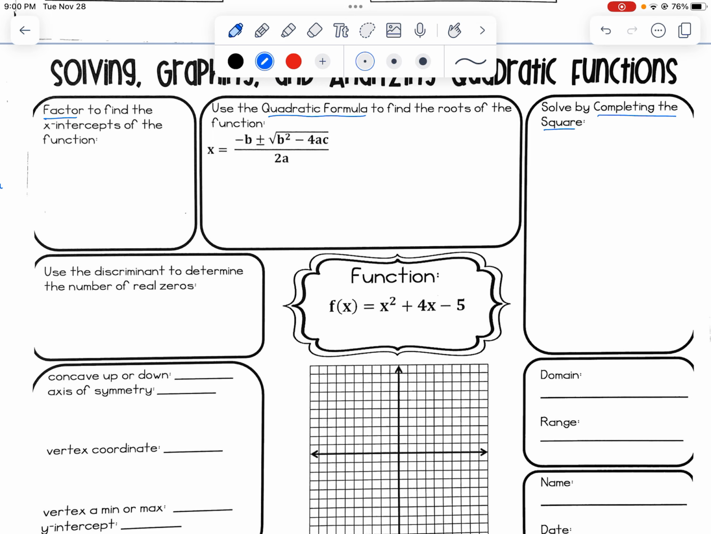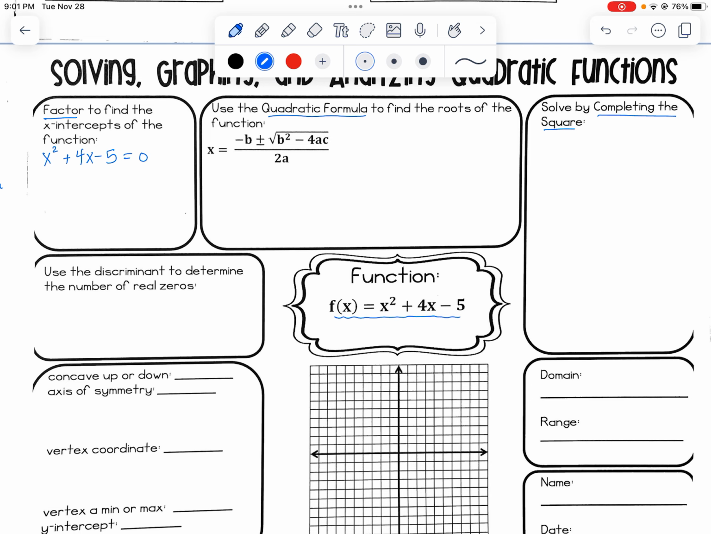Everything we do on this page is going to be based off of this function, x squared plus 4x minus 5. We're doing this with one function so that we can compare all of our results and see that many times we're just doing different techniques that will give us the same results. So, to factor, we did this a little bit up above, and we've done this since the beginning of the year. You've seen this from Algebra 2 and maybe even Algebra 1 and beyond.